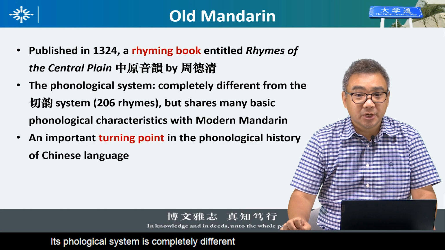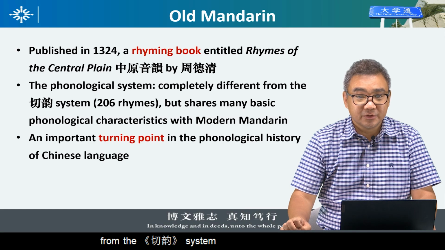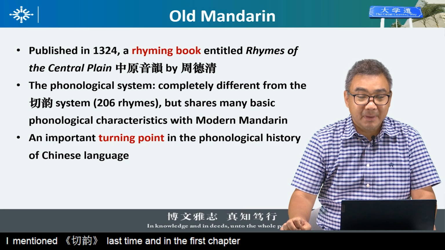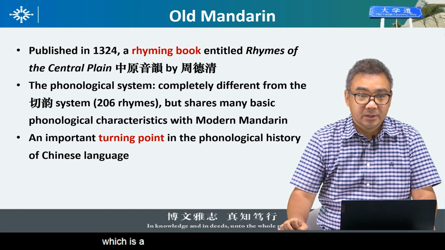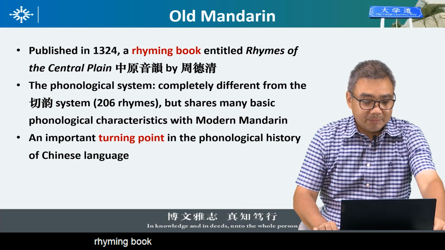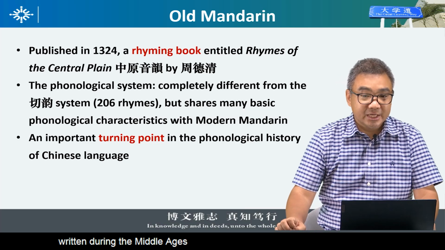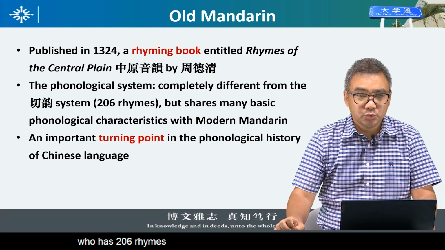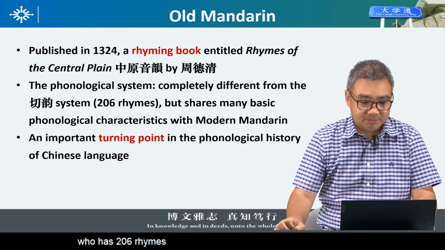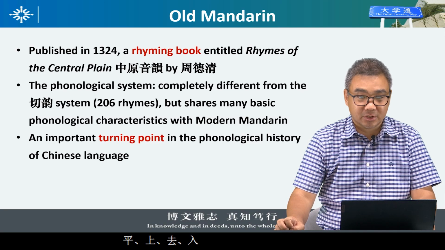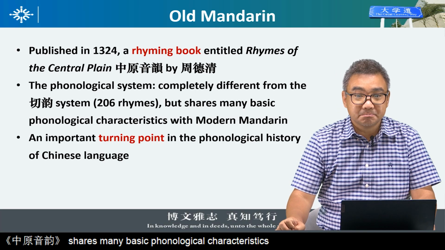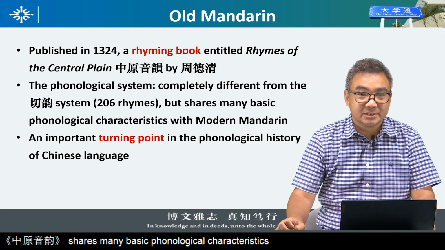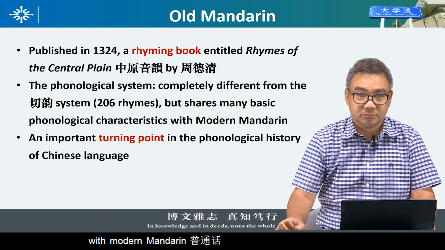Its phonological system is completely different from the 广韵 system. I mentioned 广韵 last time in the first chapter, which is a rhyming book written during the Middle Ages, which has 206 rhymes, including different tones, 4 tones actually, 平上去入. But 中原音韵 shares many basic phonological characteristics with modern Mandarin, Putonghua.